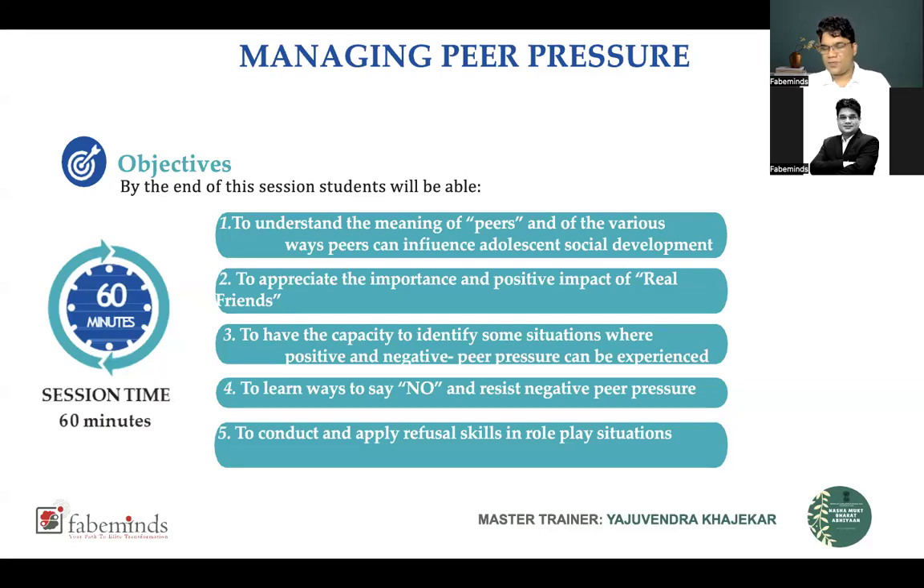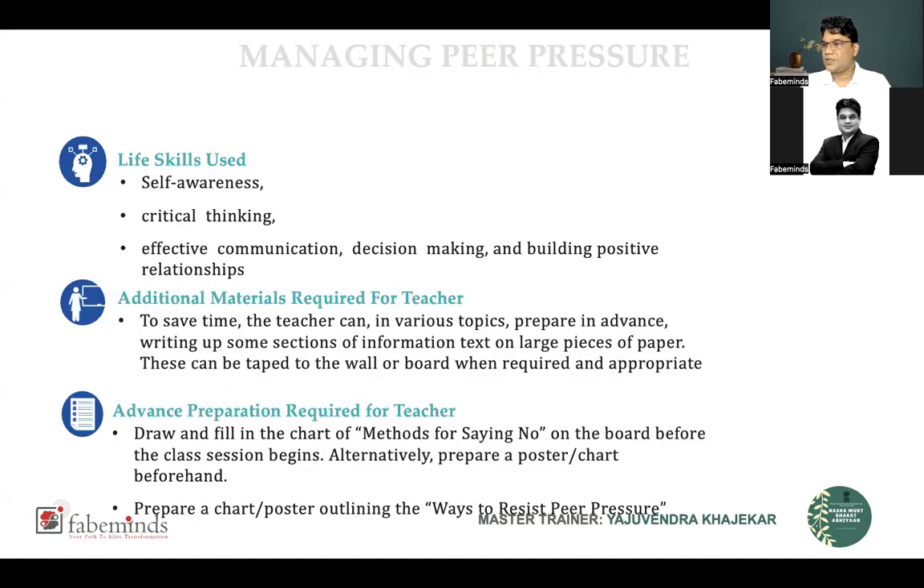So managing peer pressure. What are the objectives? By the end of this session, students will be able to understand the meaning of peers and the various ways peers can influence adolescents' social development, to appreciate the importance and positive impact of real friends. Third, to have the capacity to identify some situations where positive and negative peer pressure can be experienced. Fourth, to learn ways to say no and resist negative peer pressure. Fifth, to conduct and apply refusal skills in role play situations. Those are the objectives of this module, and you'll be learning that.